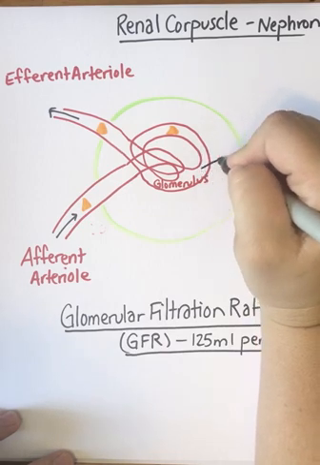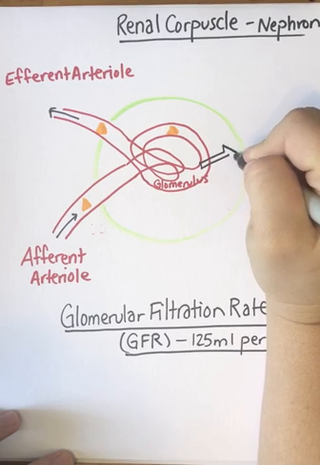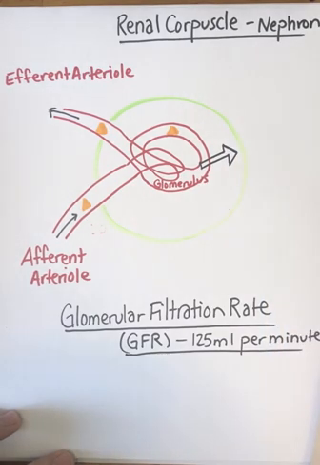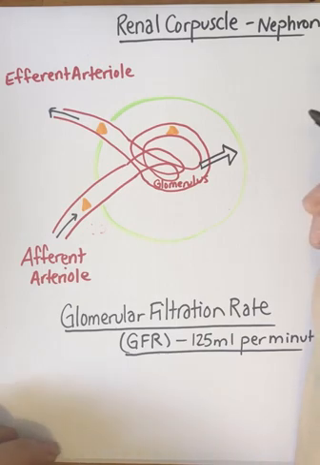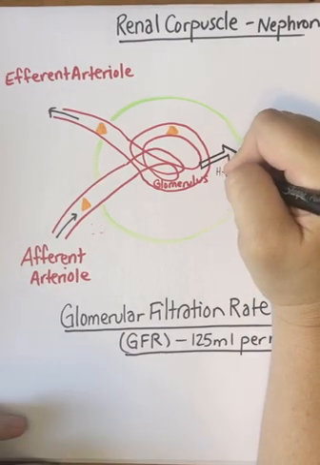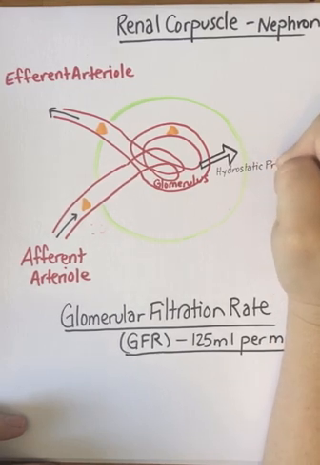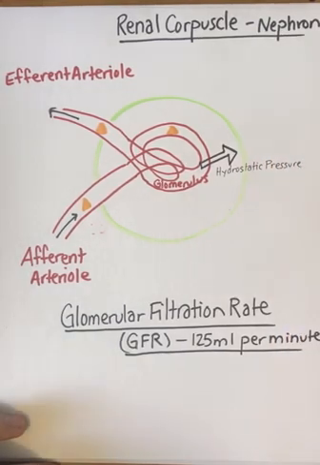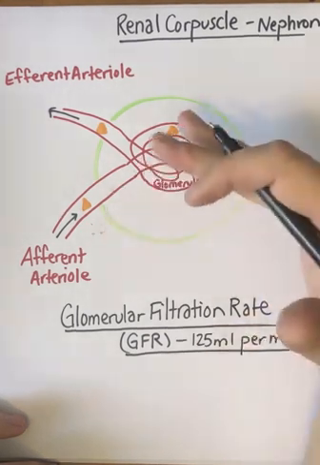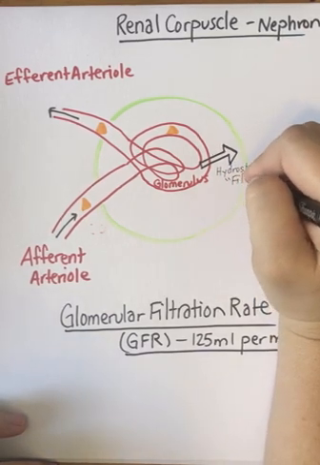So you are forcing water out. This is going to be filtration. So we say that hydrostatic pressure is also going to be filtration. So you have your hydrostatic pressure. That is literally filtration. So we're going to call this filtration. The substances that are pushed out are going to be water, electrolytes.